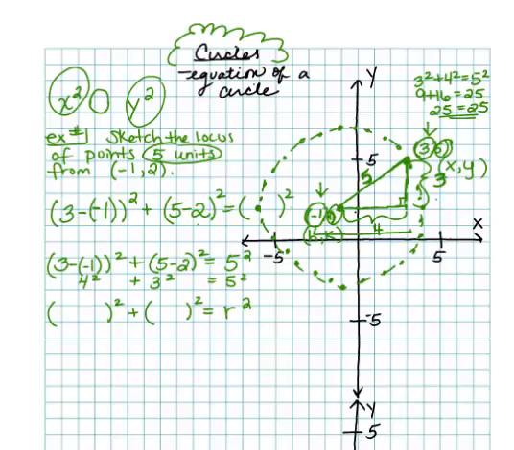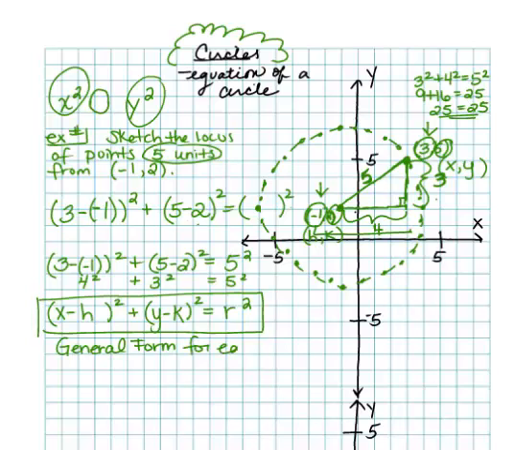So technically you took x and subtracted h from it. And you took y and subtracted k from it. The 2 y values. This is your general form for the equation of a circle.